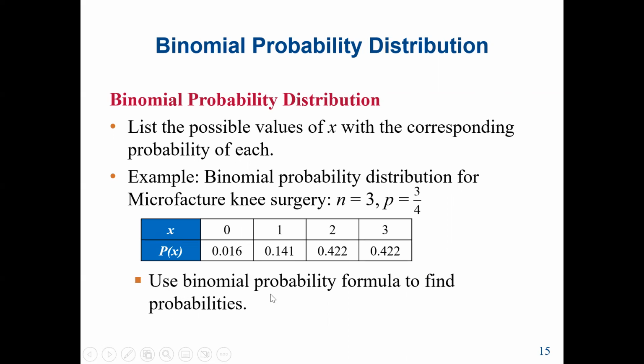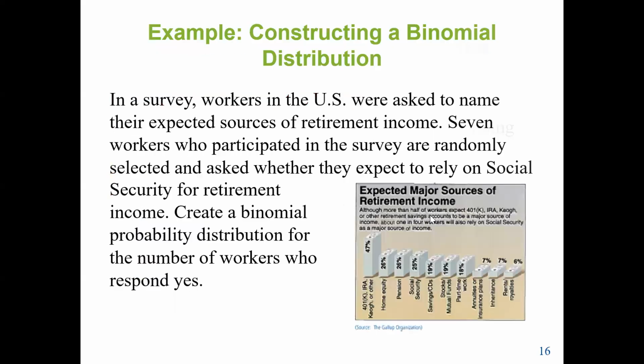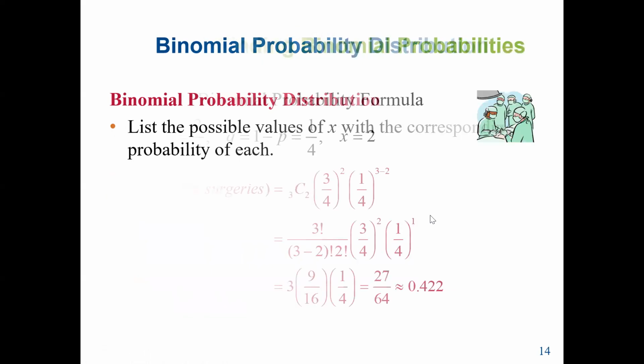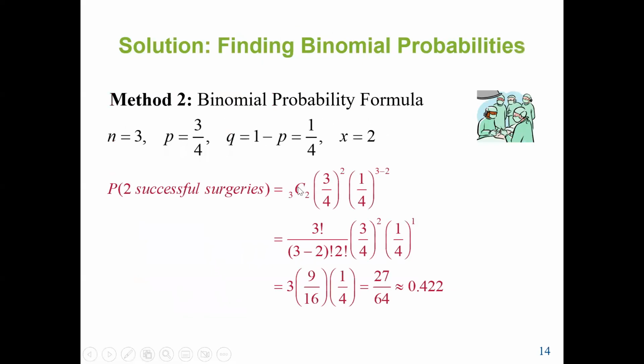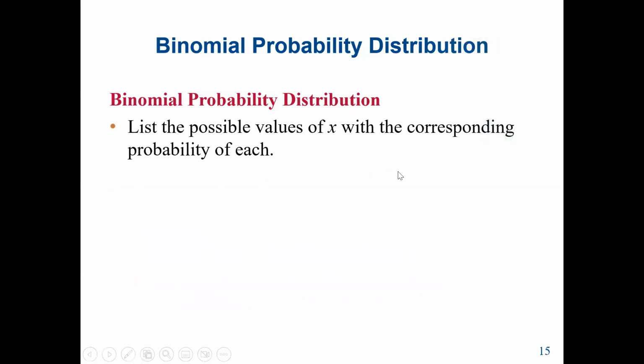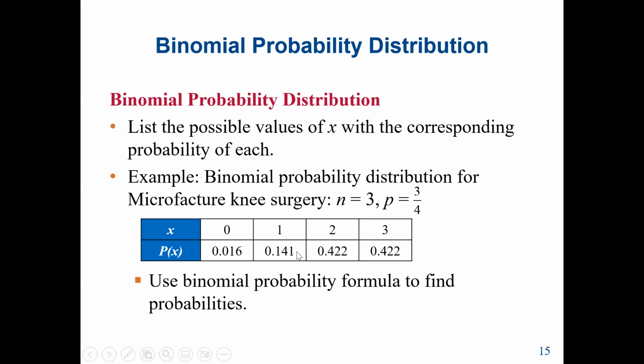So here they say use the binomial probability formula to find the probabilities. If X is 1, let's go back to the question. If X is 1, then I'm going to have C(3,1). Still, I'm going to have 3/4 because that's the probability of success. But this time, it's only 1 success. So 3/4 to the power 1, 1/4 to the power 3 minus 1. And that will give us 0.141.